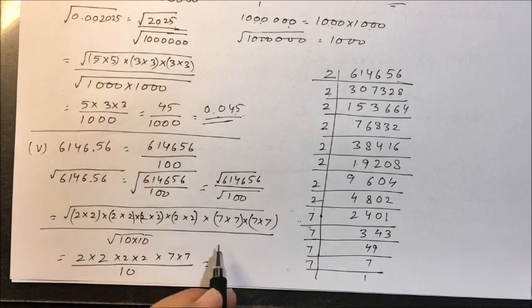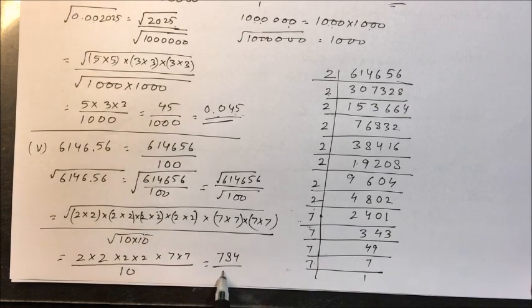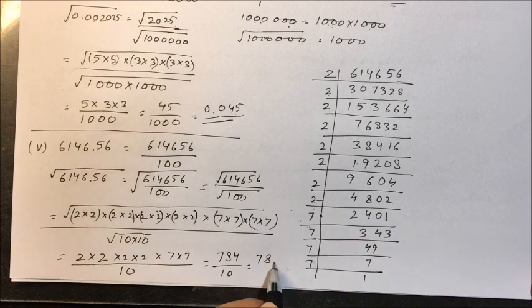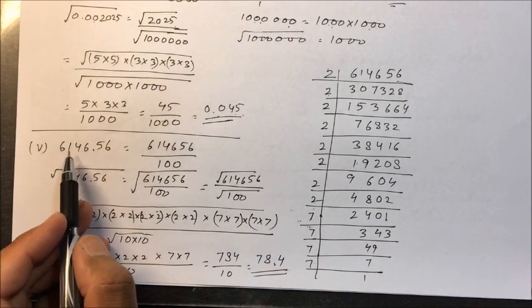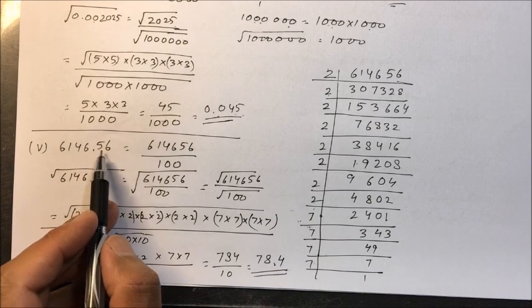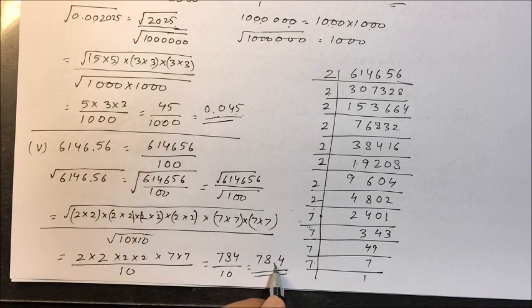And it comes out to be 784 divided by 10, which is 78.4. So the square root of 6146.56 is 78.4. Now we will do the fifth question.